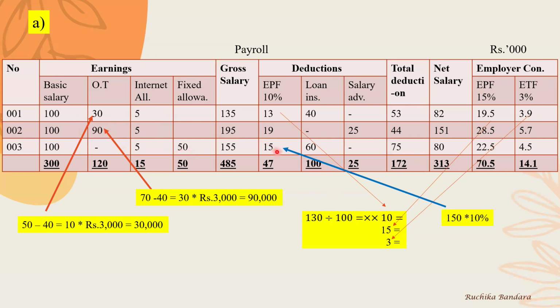15% of 15,000 is 22.5 and 3% is 4.5. The same calculation you can apply for this one also. 150 division sign 100 equal, multiplication sign 2 times, press it. Then 10 equal, 15 equal, 3 equals.